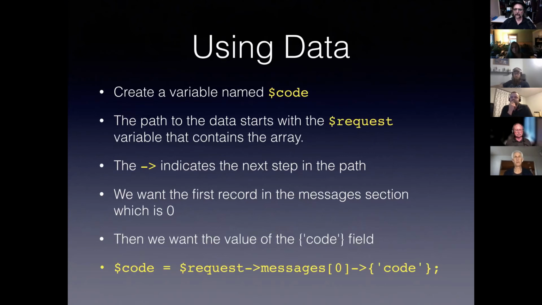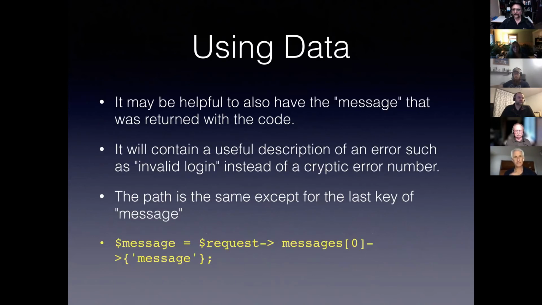So we create a variable named code. We know the path to the data starts with the request variable that we made. With PHP, the dash greater than indicates the next step, kind of like the dot does in a JSON path. And it also makes use of the bracket number to pull the item out. So we're telling code to be the thing in request that's under the first messages object in the field name code, and that equals 0. And once we know that there's no error code, then we know it's safe to proceed to parse out our data.